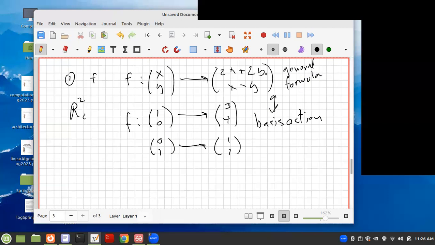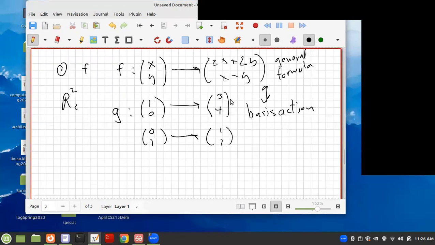And if you're given a general formula, you can find the basis action. You find the basis action just by choosing x to be 1 and y to be 0, and then x to be 0 and y to be 1, and so these things would be special cases. These are not the same maps. Let me call this G here, okay?